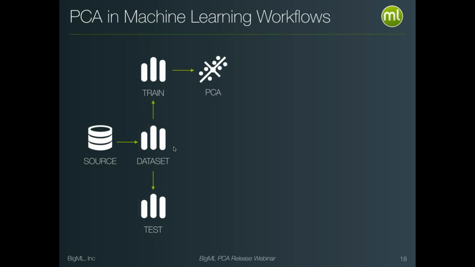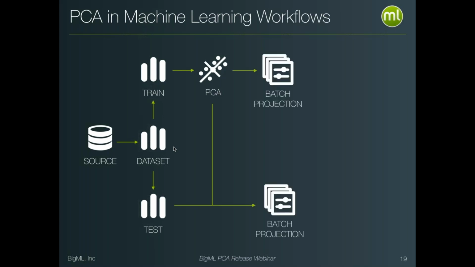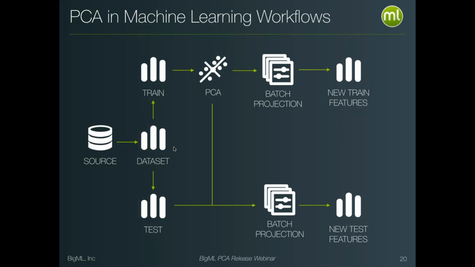Once you have this principal component analysis resource built in BigML, it's as easy as applying a batch prediction, or a batch projection in this case, to your training and test sets. And it's important that you use the PCA resource built on your training set and apply that to your test set. What this batch projection will ultimately yield are these new features for your modeling process and your evaluation process. So you'll have new training features and analogous new testing features that you can now work with.